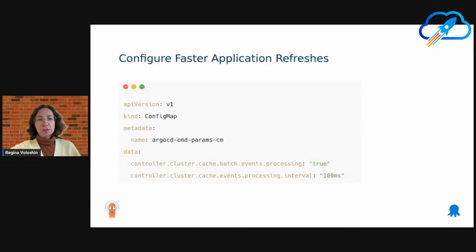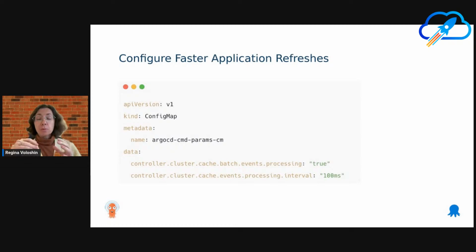Configure faster application refreshes. And so for this feature, it's important to understand that Argo CD is caching all the cluster resources in a cluster cache. And for applications that have tens of thousands of pods or replica sets, each time such resource is changing, then this cache would have to be updated. And the more resources are there, the more time it takes to actually update this cluster cache. And for those cases, Argo CD UI can become really slow.